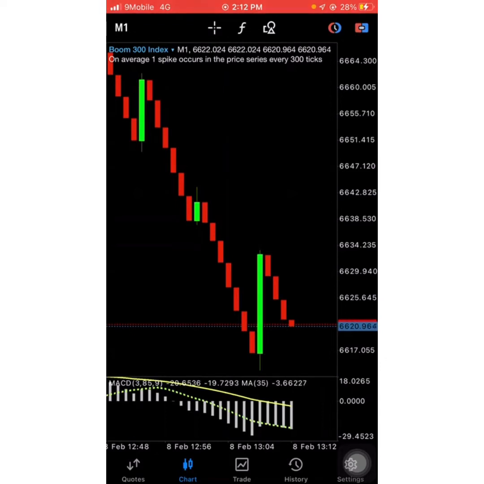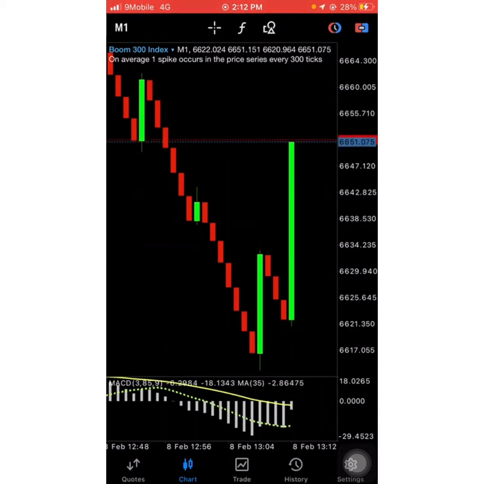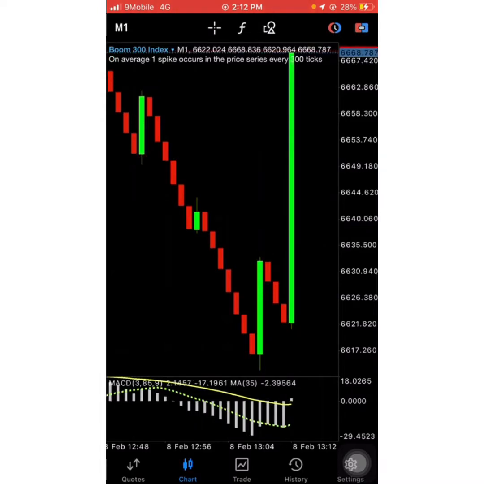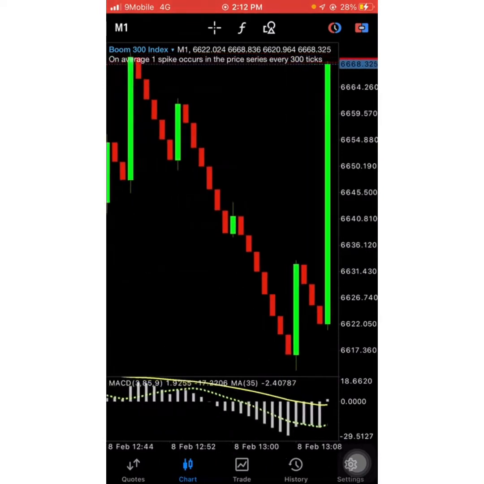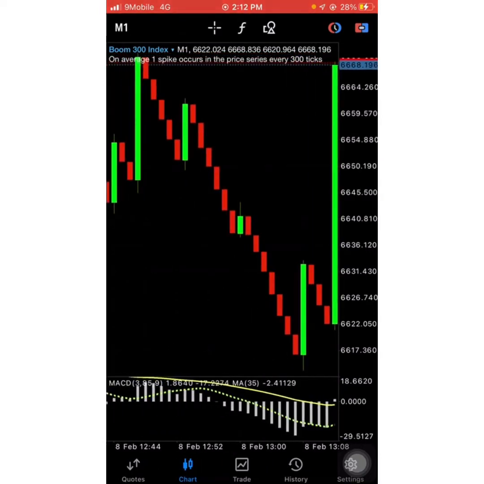Now this indicator, as you can see, there's a spike there. The spike just happened. This is a very good timing for this video. Now what is the strategy? This is the strategy. As you can see on our window chart, we have the MACD and the moving average. The moving average is the yellow line, while the MACD line is the green dotted line.